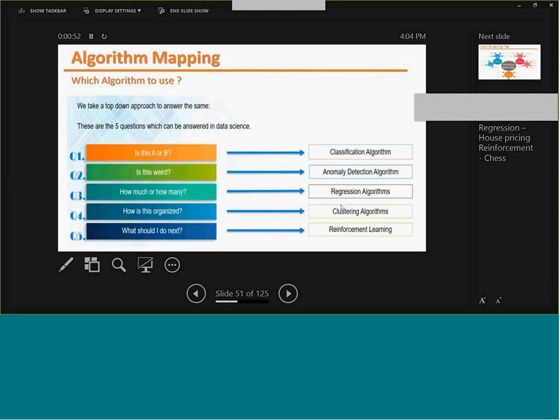We had an example of credit card fraud for anomaly detection. If it is like how much or how many, what will be the price of the apartment, then you should go for regression algorithm. If you would like to know how the data is organized, then clustering. And if you would like to evaluate what should be the next step, then reinforcement learning. Again, we talked about chess-like artificial intelligence games for reinforcement learning.